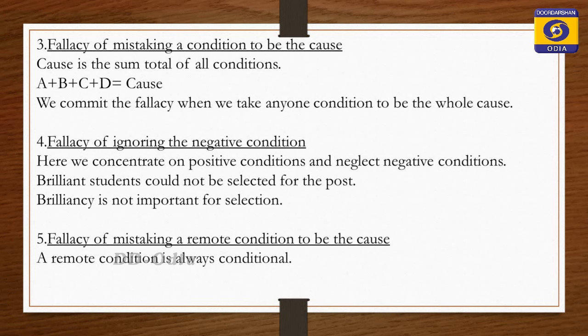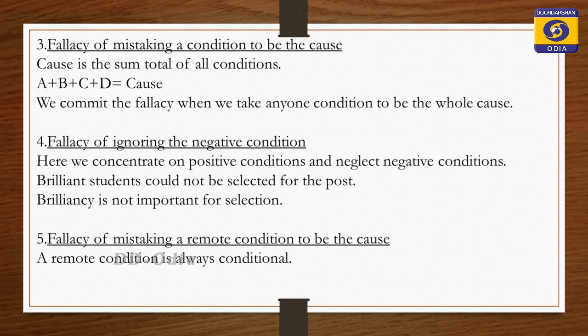Suppose a boy failed in the examination. Then we ask, why did you fail in the examination? Then he will say that because my father was ill, I failed in the examination. But this is only one condition. There are many other conditions. He was not intelligent. He was not attending the regular classes. He was not having any study time. Then he was not having any books also. So these are the different conditions. So when these conditions are combined together, we get the cause. So if we take one condition to be the cause, we commit the fallacy.